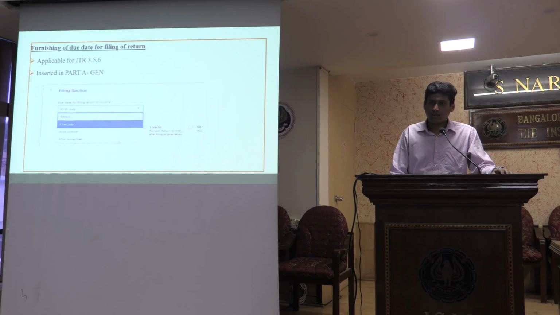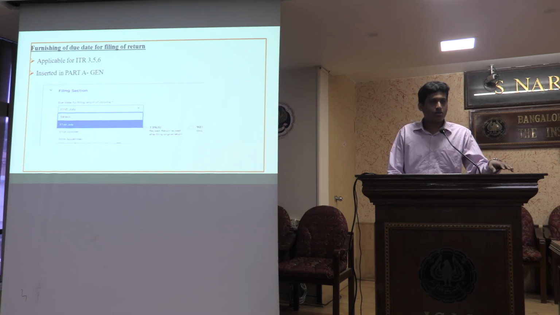So this option was not there. The assessee had to just pick which section under which the return is being filed, whether it is 139(1), 139(4) or 139(5). But additionally, from this year, we have to also choose what is the due date for furnishing the return for that particular assessee. So 31st July, 31st October, 30th November, we have to choose this, and this change has happened across all the ITRs.